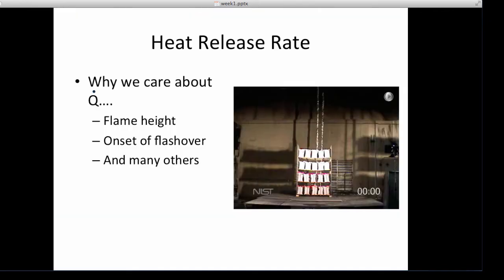So, why do we care about this heat release rate thing? So why do we care about Q dot? And we're going to be using this over and over throughout the course, which is why I wanted to start things off with it right at the beginning here. And as we go through the next weeks, I think you'll develop a better understanding of why it's important. But the big thing we're going to use it for often is some of our calculations that we're going to do in this class. When we're looking at things like flame heights, when we look at when flashover might occur, and a lot of different other things that we might be looking at, then the first thing we're going to try to track down is the heat release rate of the fire.